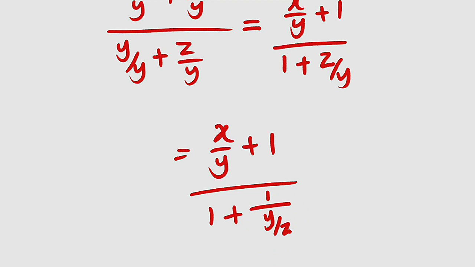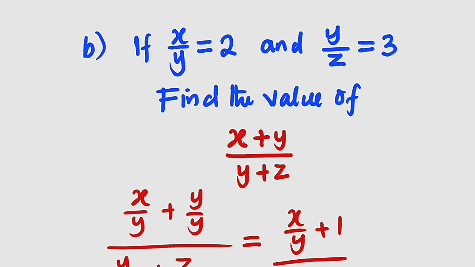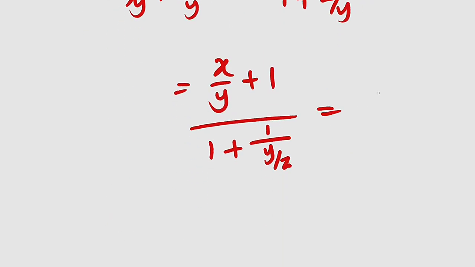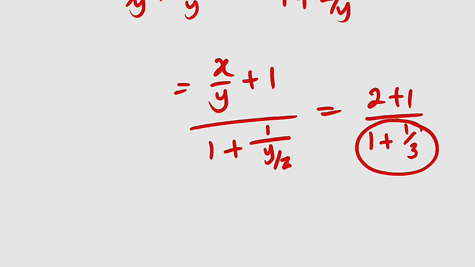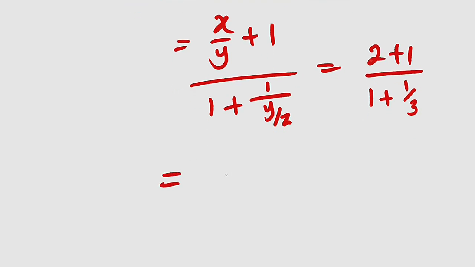So now we can just back substitute. For x divided by y is 2, for y divided by z is 3. So this is equal to 2 plus 1 to the top. To the bottom we have 1 plus 1 divided by 3. And this can be simplified as (3 times 1 plus 1) over 3, that is 4 divided by 3. To the top we have 2 plus 1, which is 3. I can even take it like this: 3 divided by 4 divided by 3.